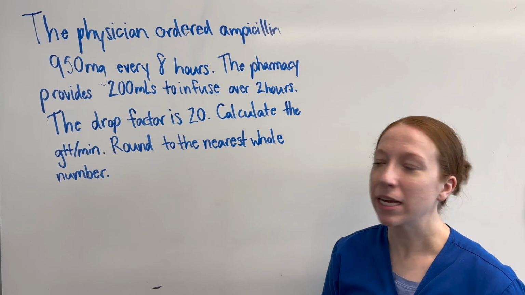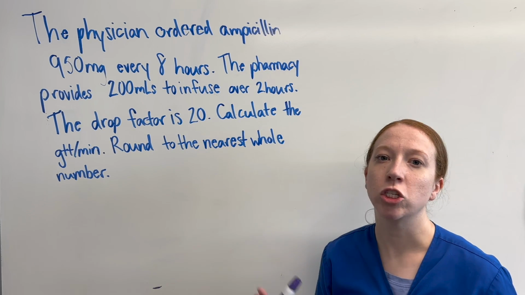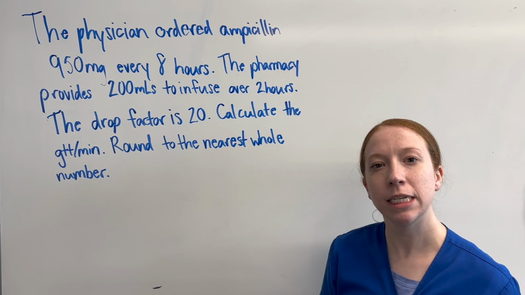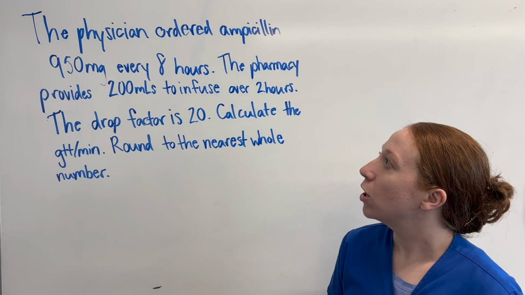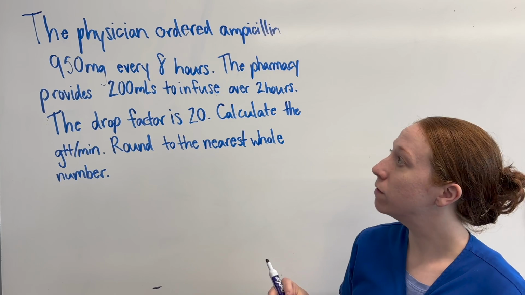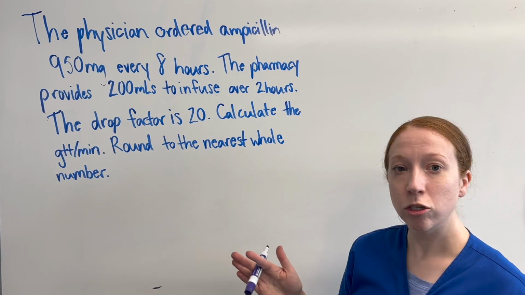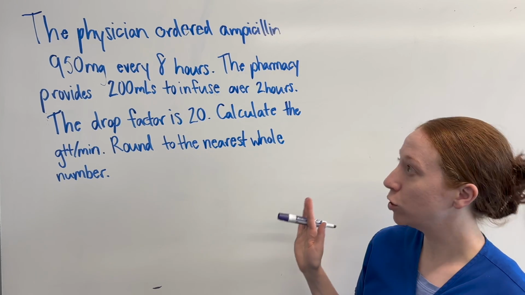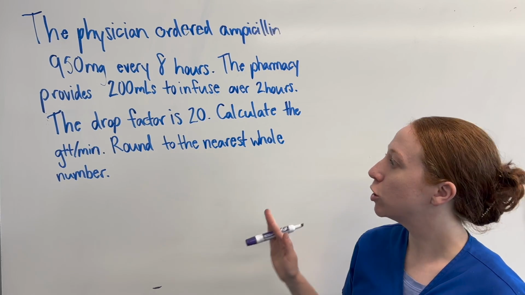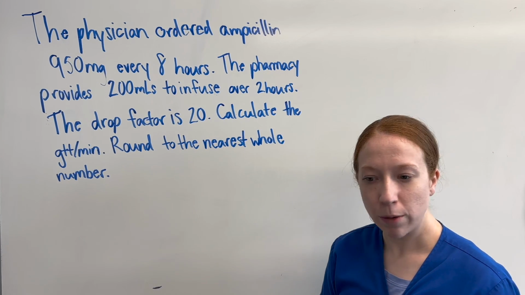We're gonna go through how to calculate this drops per minute question, or you'll see it written as GTT per minute. GTT means drop. So in this question, the physician ordered ampicillin 950 milligrams every 8 hours. The pharmacy provides 200 mLs to infuse over 2 hours, and the drop factor is 20, and we need to calculate drops per minute. And we're gonna round to the whole number.